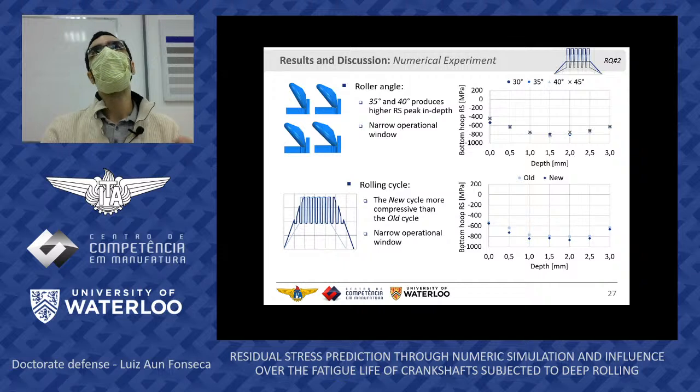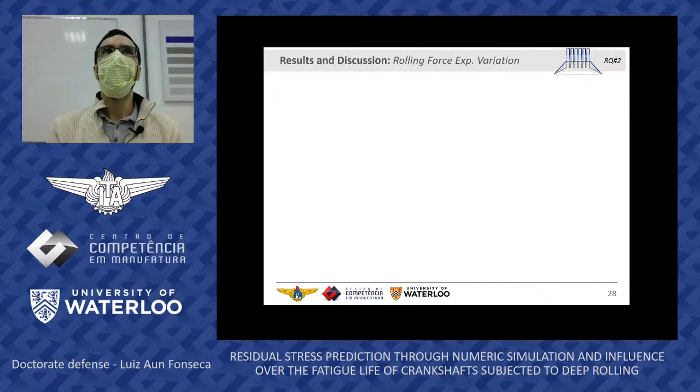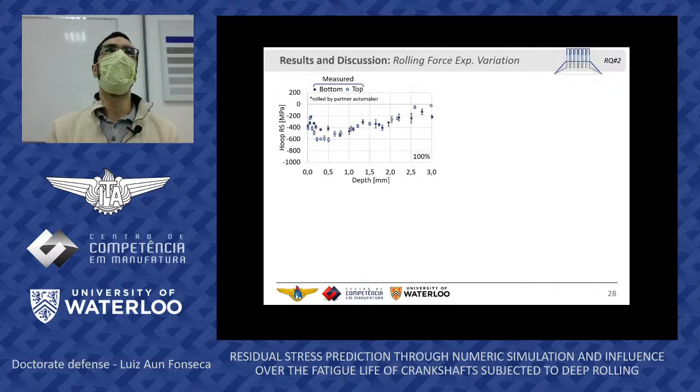Again, we have selected the rolling force parameter to be varied experimentally, and just a reservation needs to be made at this point, as the 100% rolling force specimen batch was produced at a different facility than the other batches. So just keep that in mind. First, for the 100% assessment, we can see that the bottom and top stresses are very close to each other in terms of magnitude, and that is not something that we would expect, since the bottom part has been deep rolled with twice the force as the top part.